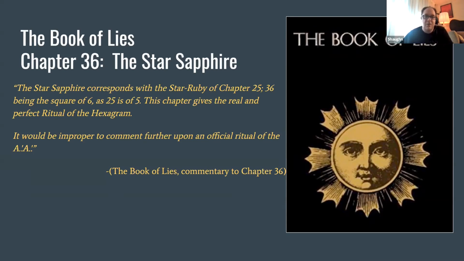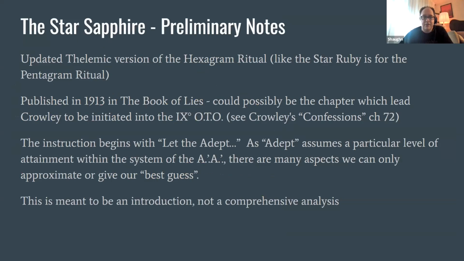Okay, so kind of translating that a little bit, we could say that the Star Sapphire is the updated Thelemic version of the hexagram ritual, like the Star Ruby is for the Pentagram ritual. It was published in 1913 in the Book of Lies, and there's rank speculation that this is the troublesome chapter that led Crowley to be initiated into the 9th degree of OTO, from the explanation in Crowley's Confessions in chapter 72.